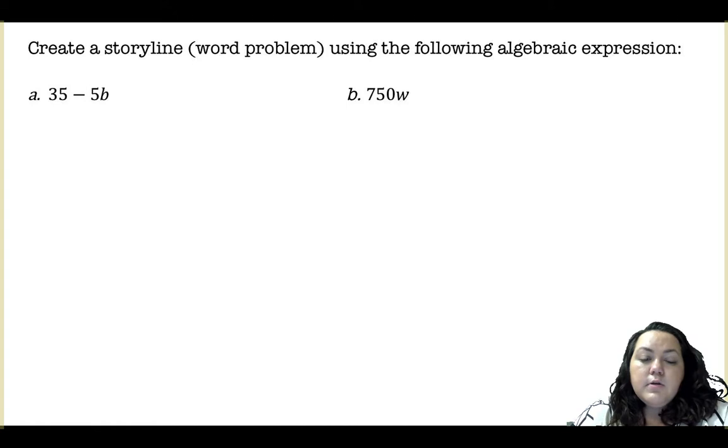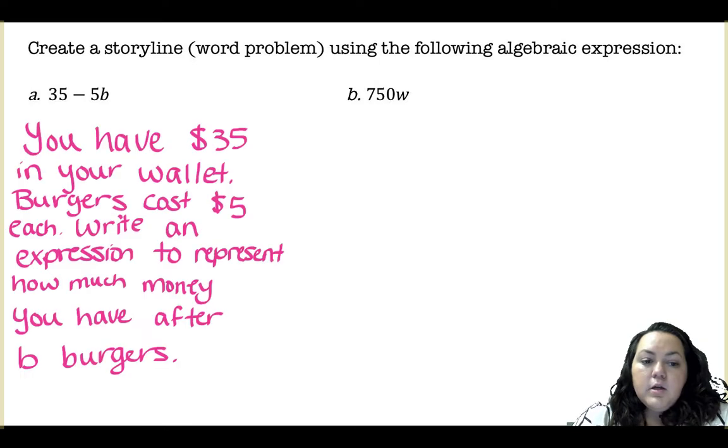All right, create a storyline or word problem using the following algebraic expressions. So you can get creative here. I'm just going to give you some examples so you know what types of things I'm looking for when you do some of these problems on your own in class. So 35 minus 5b. So you have $35 in your wallet. Burgers cost $5 each. Write an expression to represent how much money you have after you buy b burgers, where b would represent the number of burgers purchased.